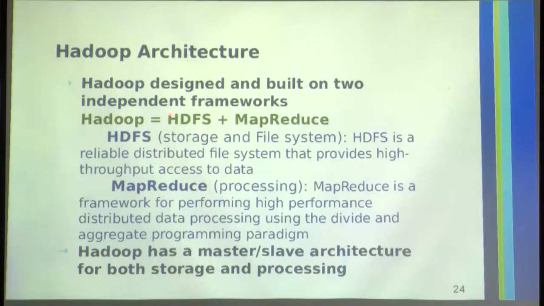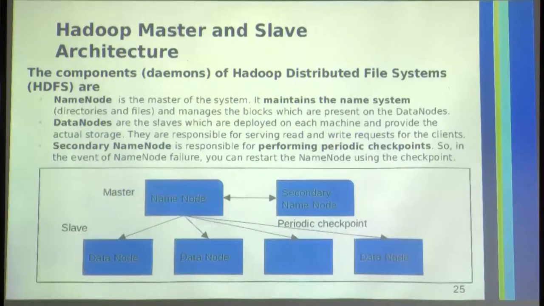So Hadoop is the file system plus MapReduce. This we will talk about today. This we will talk about later. It's a master-slave architecture for both the storage and the processing, right? So there's one kind of node, typically. There's a couple of slides earlier, but we'll say, there's what's called a name node, and then there's a bunch of data nodes, and the name node is really controlling the data nodes in some sense.